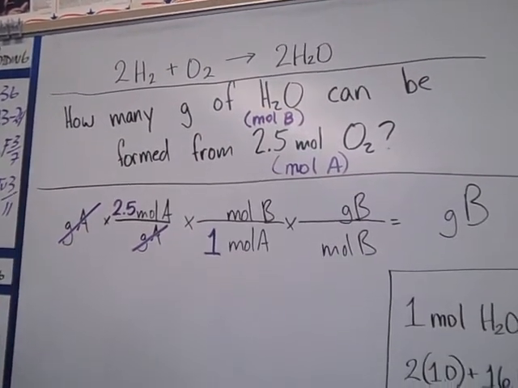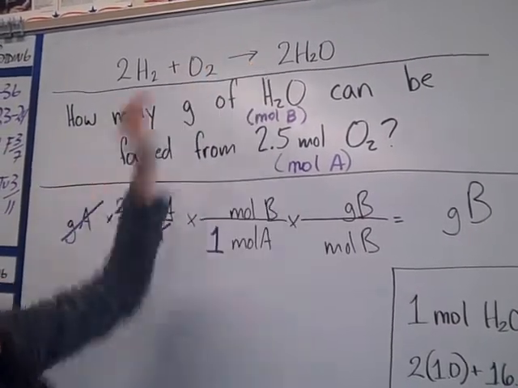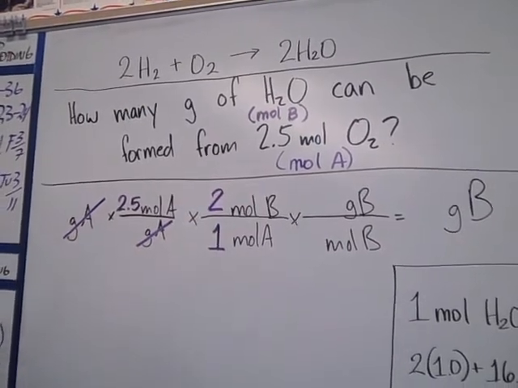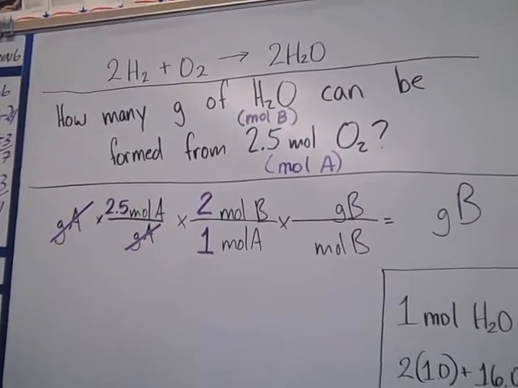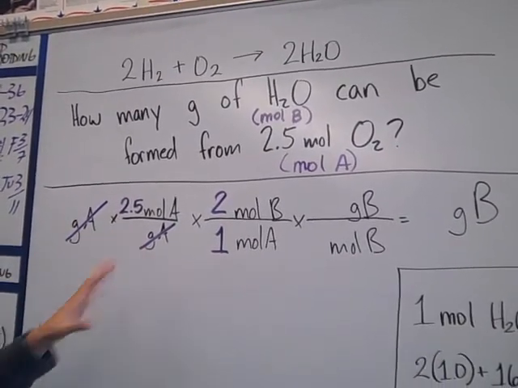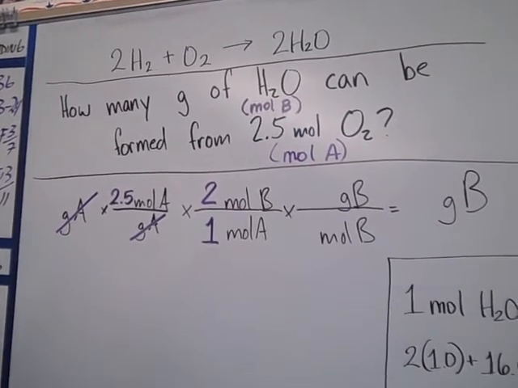So then I would go to my balanced equation to find my other value to plug into my molar ratio, which is a 2 in front of H2O. So place a 2 there. At this point, I would be able to cancel out or simplify my units from moles of A, but I'm going to just plug in my remaining information.